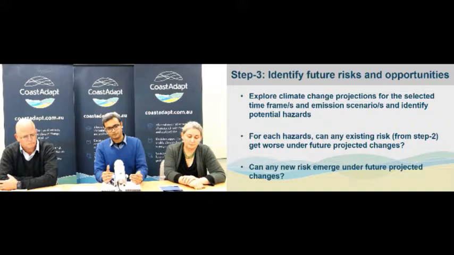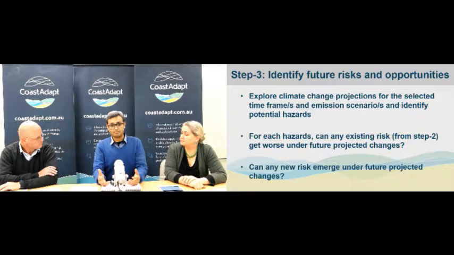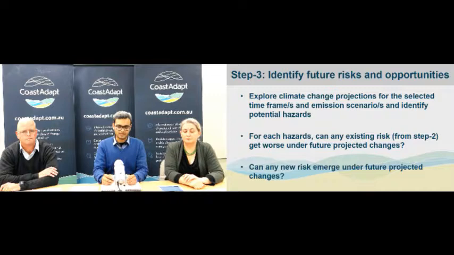Now step three is about identifying your future climate change related risks and opportunities. Let's say in step one you decided that you want to investigate a high emission scenario at 2050, and in step two you identified some areas that already get flooded during high tide. So in step three, you would investigate an inundation map of 2050 under the high emission scenario, and identify areas that might be at risk in future. You can do the same for other types of hazards like heat waves or erosion to identify any future at-risk areas or assets.